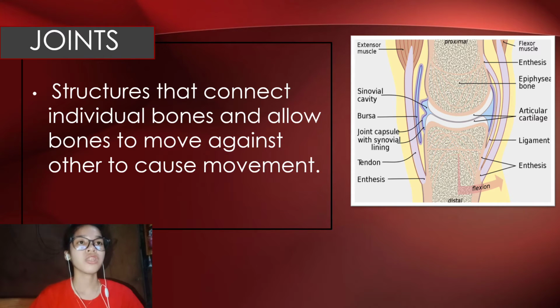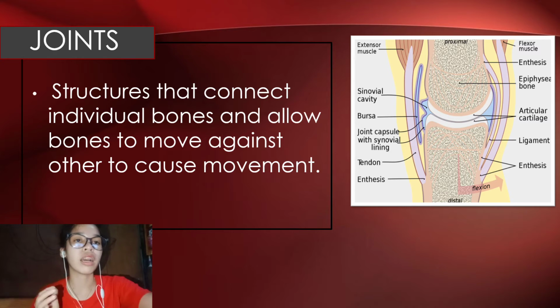Joints are structures that connect individual bones and allow bones to move against each other to cause movements. Bones give us stability, which is why we can stand properly, not fall, and create or perform movement. As we all know, bones are made of connective tissues reinforced with calcium that make up our body's skeleton. Furthermore, bones are connected with joints that allow us to be more flexible. A joint is defined as an area in which two or more bones meet, and the connection made between bones is what we call articulation.